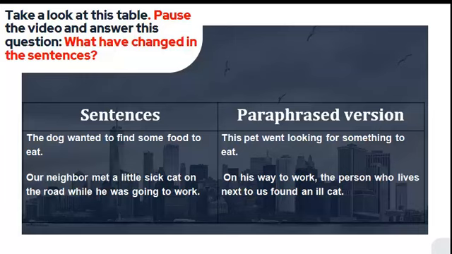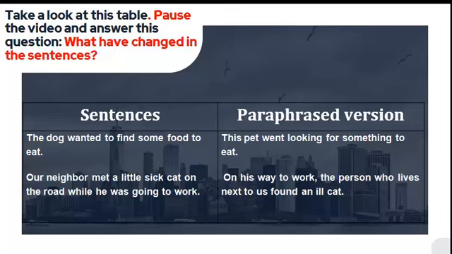All right, now I want you to take time out and try to compare the original sentences and the paraphrased versions of the sentences, and try to find out the things that have changed from the original sentences to the paraphrased versions. So try to think about this. Take some time and think about it.